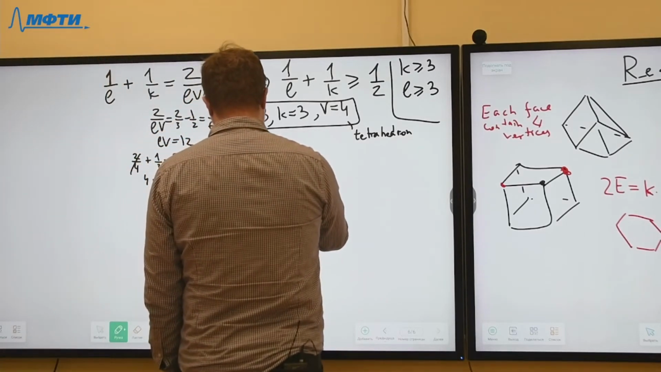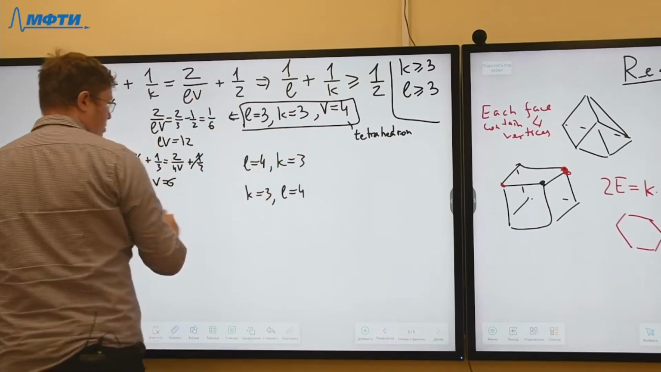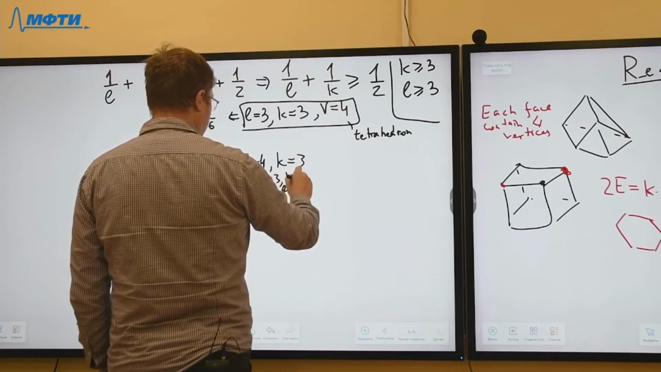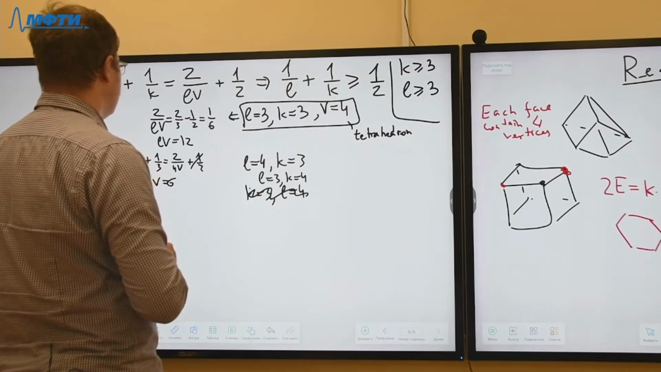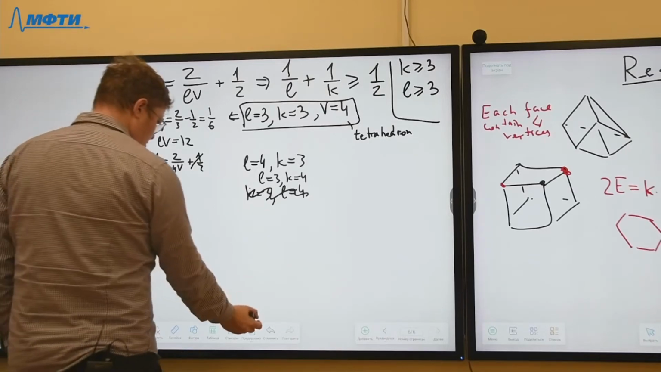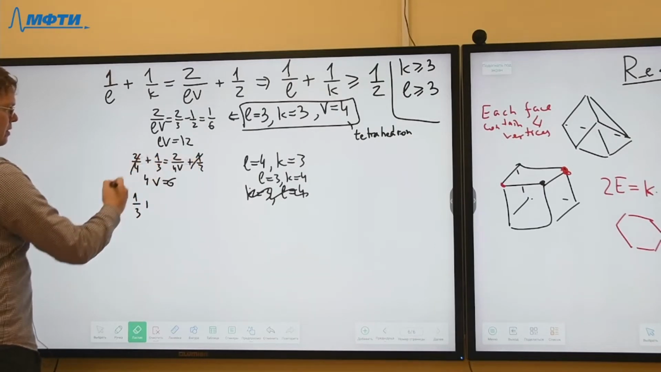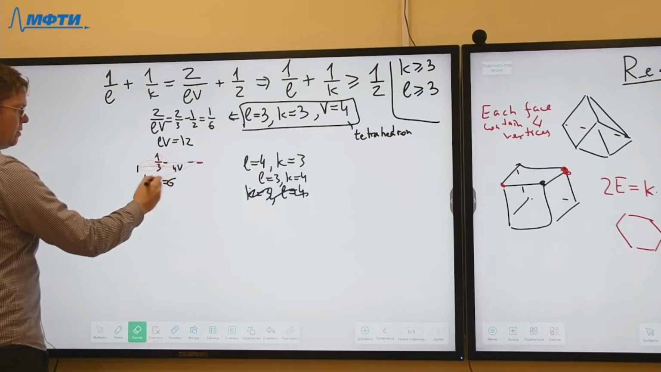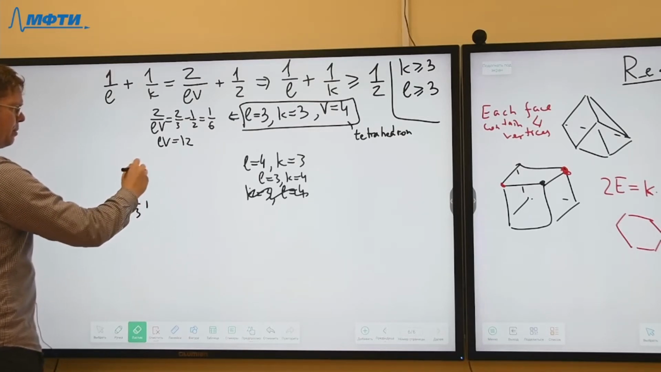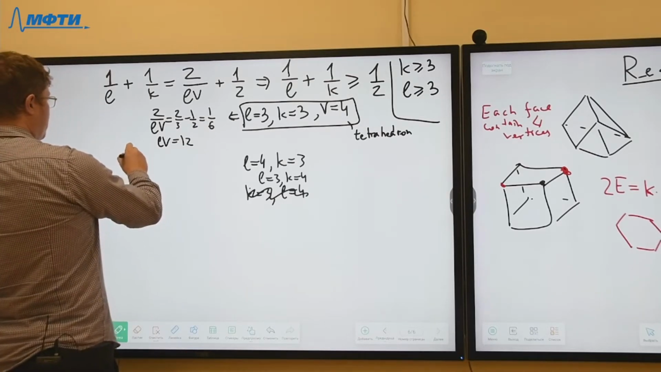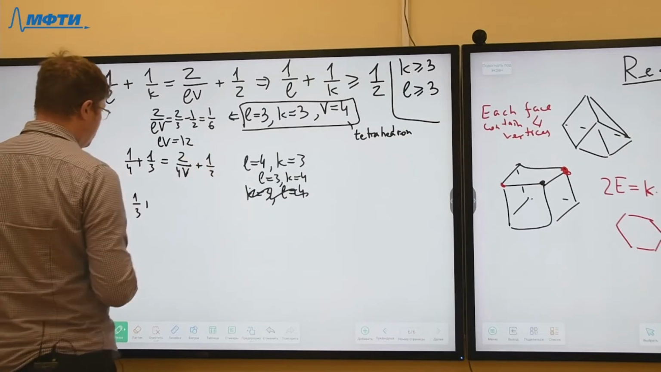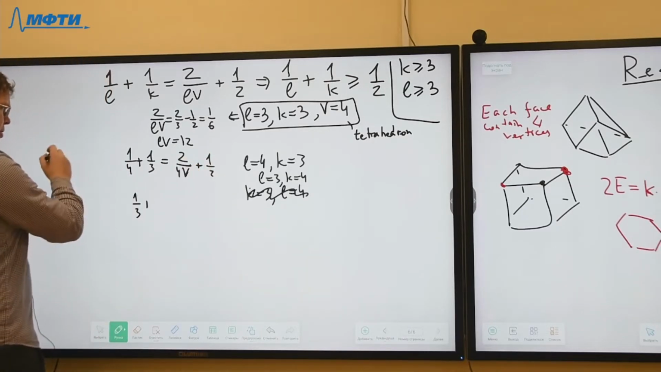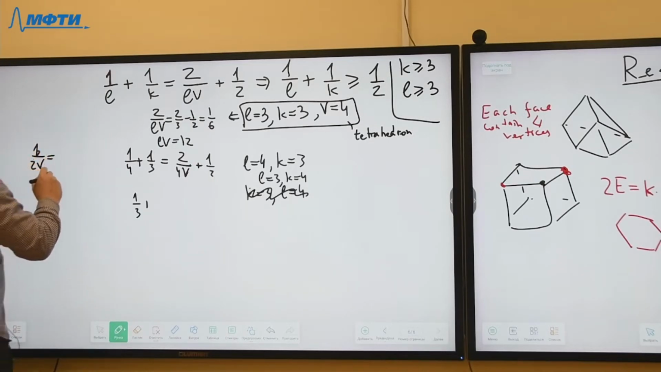So if we have K equals 3, L equals 3, K equals 4. Sorry, I made a mistake here. Let's check it. So we have 1 over 4 plus 1 over 3 is equal to 2 over V plus 1 over 2. Maybe I just made a mistake here. So 2 over 1 over 2V is 1.